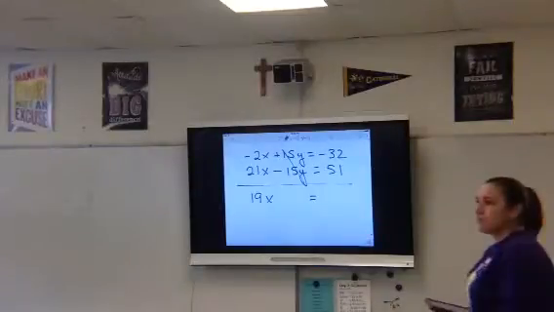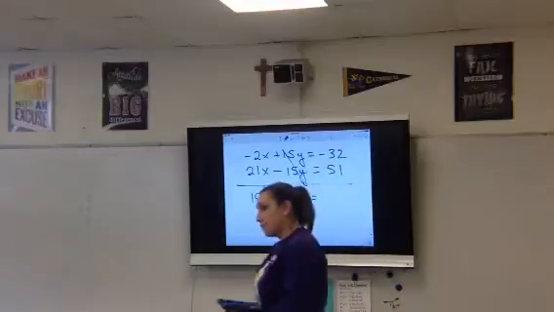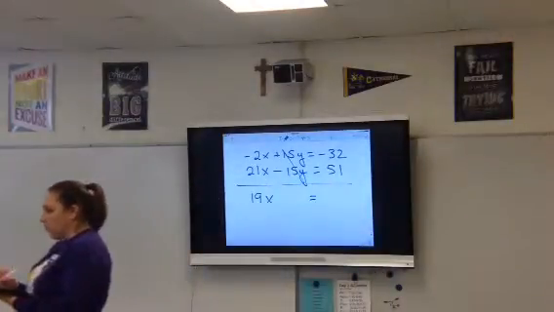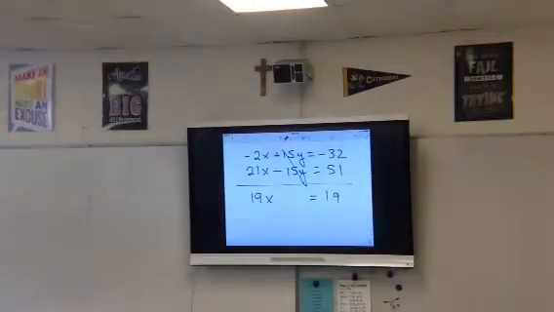That would equal 19. That would be 19 as well. 51 minus 32 is 19. Okay, all right, so now what's x going to equal? Good, equal 1, because you're going to divide both sides by 19. So x will equal 1.